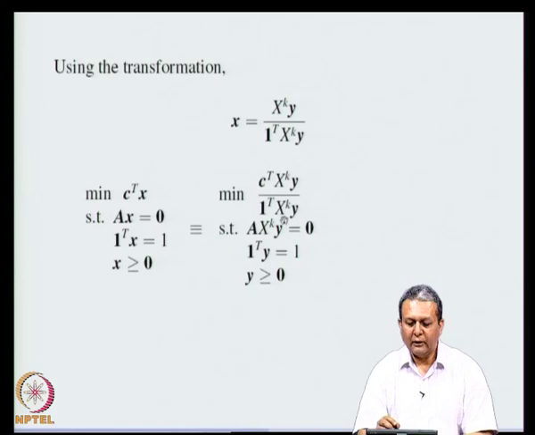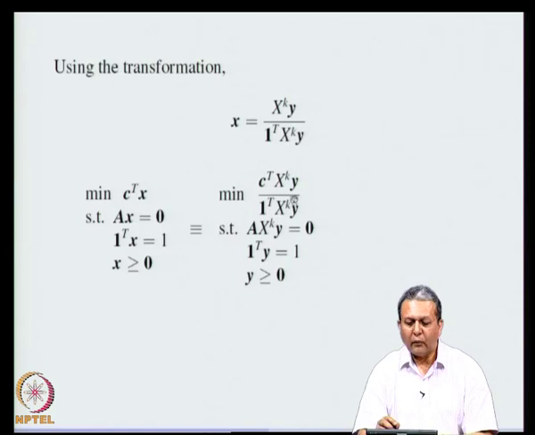But if you look at the denominator, note that xk was greater than 0. So, all the entries in this matrix are positive. y is also a point which is in the center, so y is also positive. So, 1 transpose xky is a positive quantity, and not only that, it is also bounded.